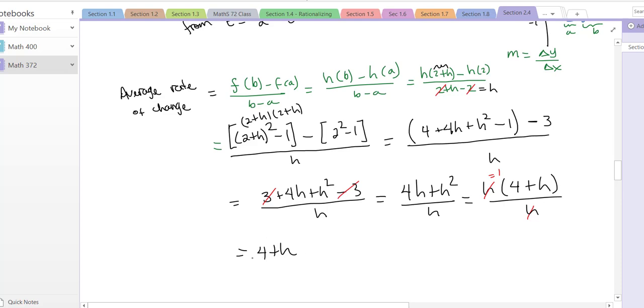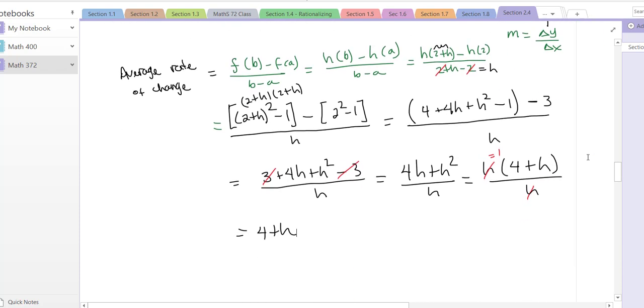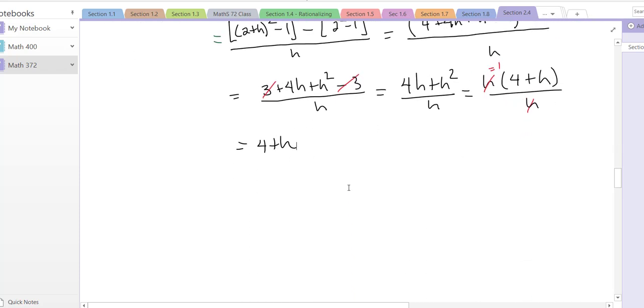And so as h changes, this is going to change. If h was 1, I'm really finding the average rate of change between 2 and 3. If h is 0.5, I'm finding the average rate of change between 2 and 2.5. If h is 0.01, I'm finding the average rate of change between 2 and 2.01. And so as h changes, our rate of change is changing as well.